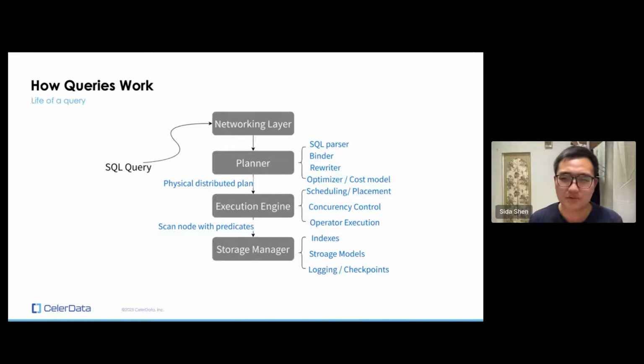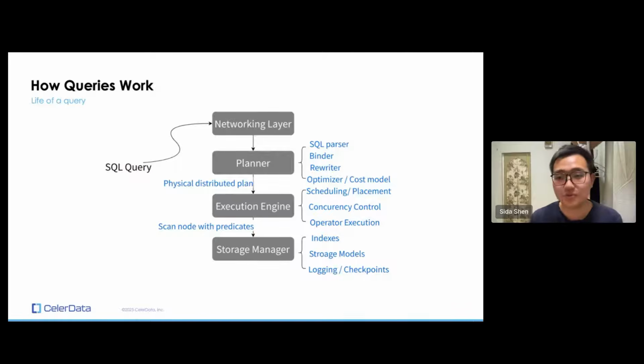You write a query and it first hits the network layer, right? It gets parsed and sent into the planner. And the planner creates a physical distributed plan that your underlying execution engine is going to take. And according to the plan, it's going to scan the data from your storage layer, right? And scan the data, do the execution, and return the result back to the network layer, right?